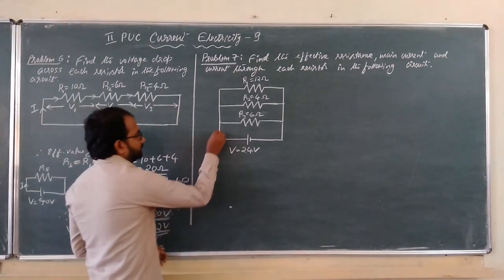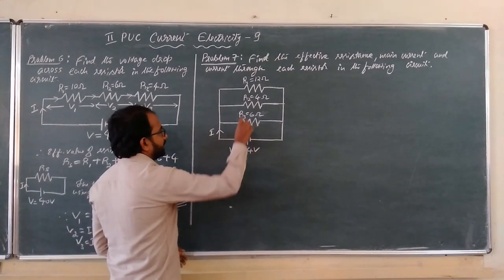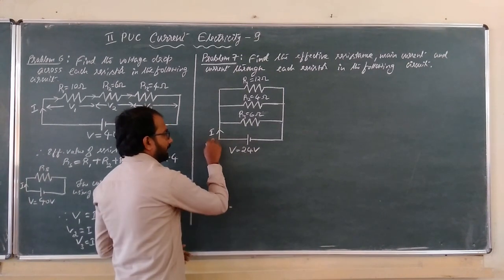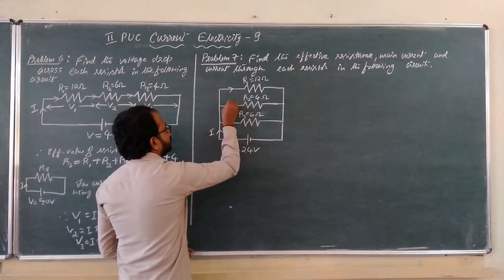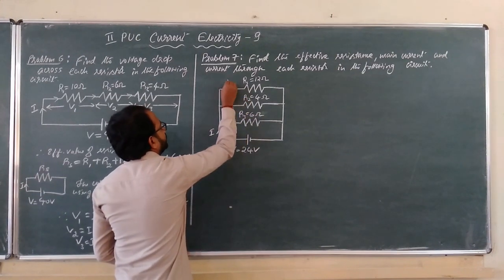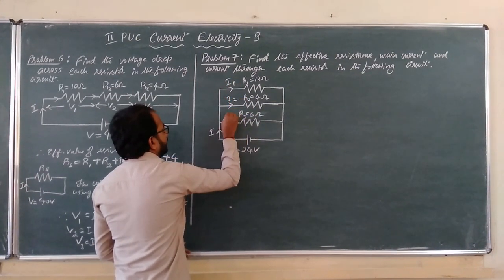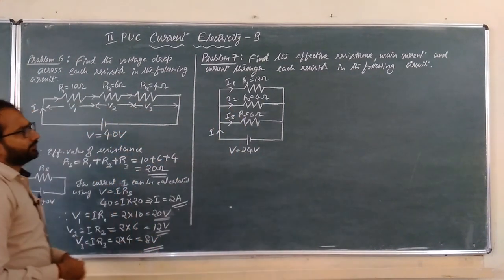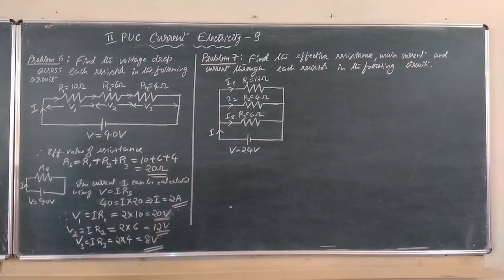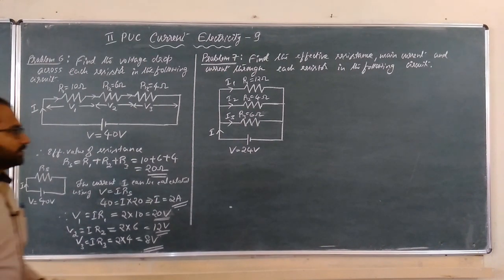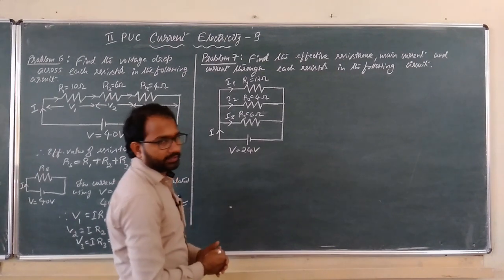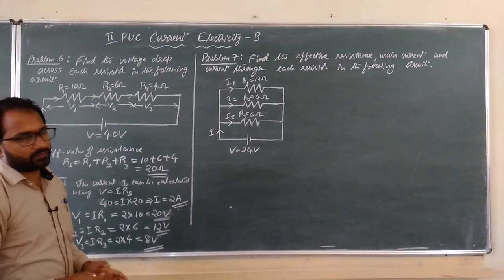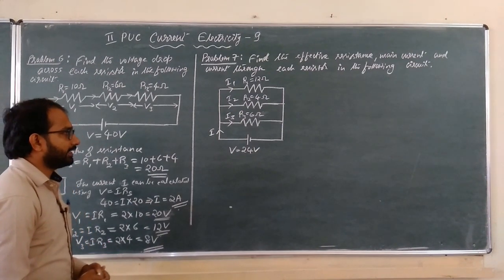The main current, let it be I, is the current drawn by the parallel combination of resistors from the cell. The current flowing through each branch is I1, I2 and I3: I1 is the current flowing through R1, I2 through R2 and I3 through R3. Now in parallel combination, what is the effective value of resistance? 1 by Rp is equal to 1 by R1 plus 1 by R2 plus 1 by R3.